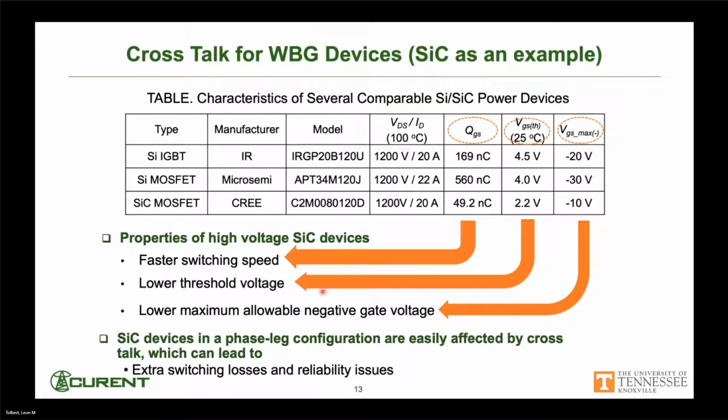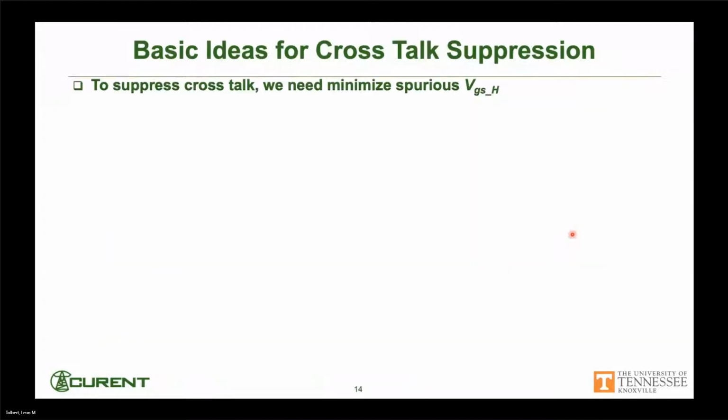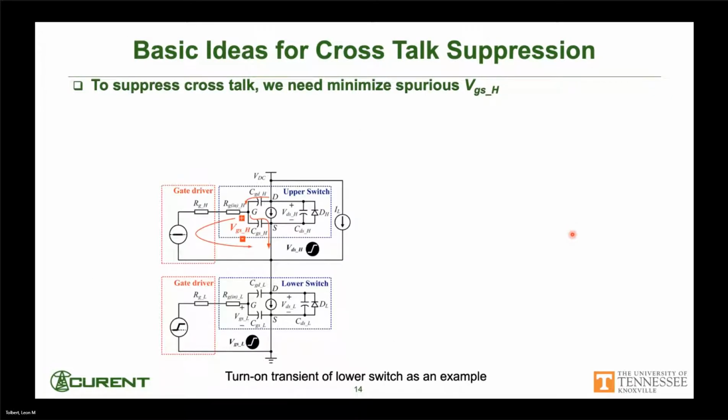So as much as we talk about advantages of silicon carbide, it can turn on and off more quickly, very high thermal conduction and things like that. It can be more easily affected by crosstalk because of that high switching speed and because of some of the things that we've seen up here. So we need to minimize any of that spurious voltage that may appear here because we don't want it to affect our lower switch here.